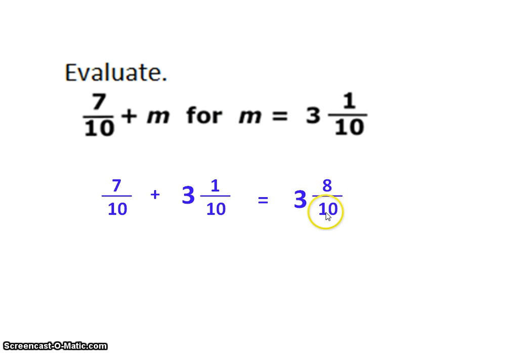Now if we look at the fraction part of this mixed number, 8/10, both 8 and 10 are even numbers, which means that I can simplify those by dividing each of them by 2. So 3 and 8/10 can be simplified to 3 and 4/5. I take 8 and divide it by 2. I take 10 and divide it by 2.